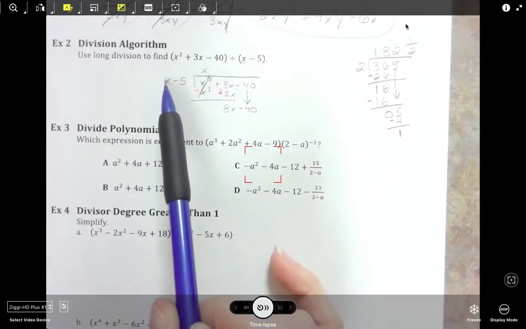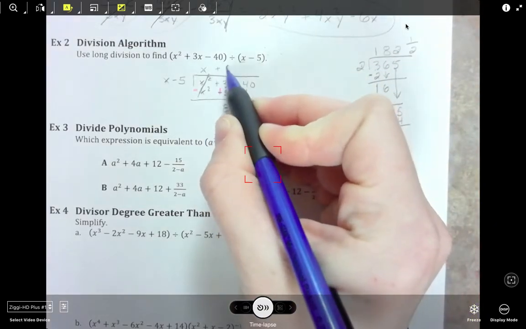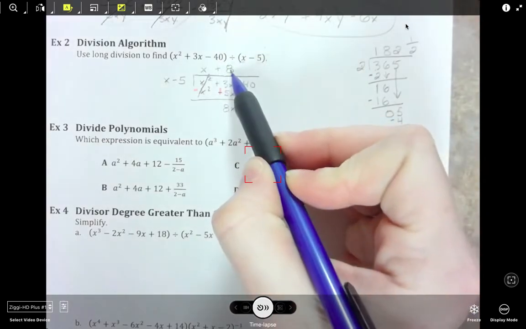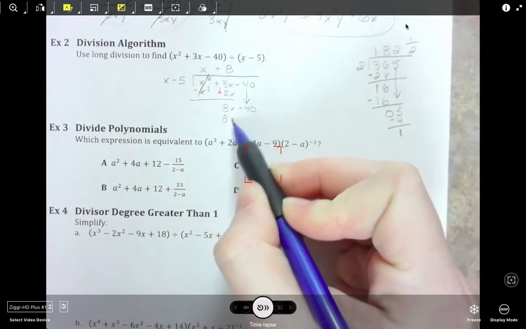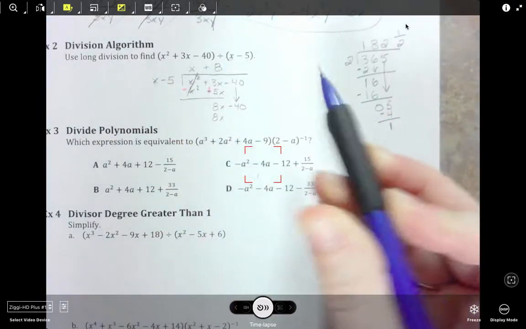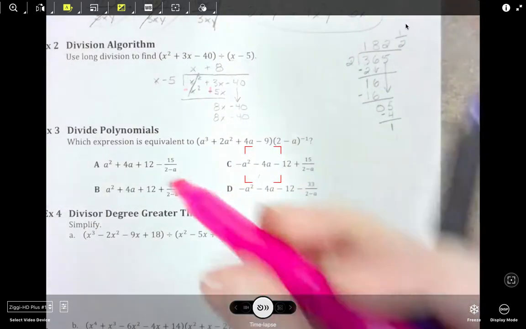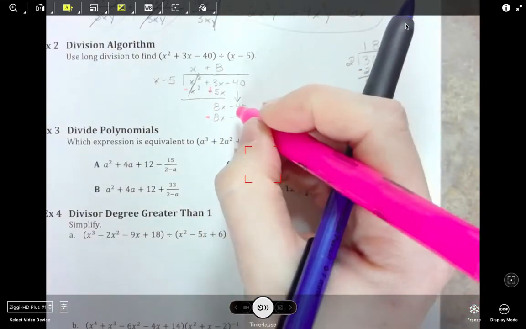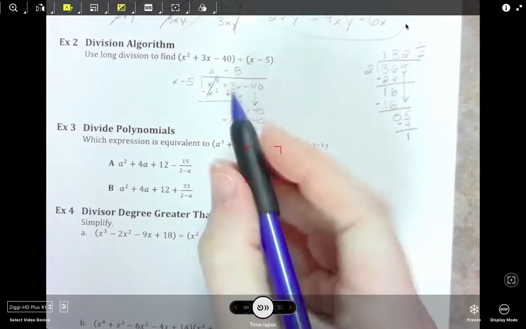So what do I have to take times x to get 8x? I have to take it times a positive 8. Multiplying it back through, I get 8 times x gives me 8x, and 8 times negative 5 gives me negative 40. Now, very important part, I flip the signs again. So 8x becomes negative 8x, and negative 40 becomes positive 40. And then I add them.